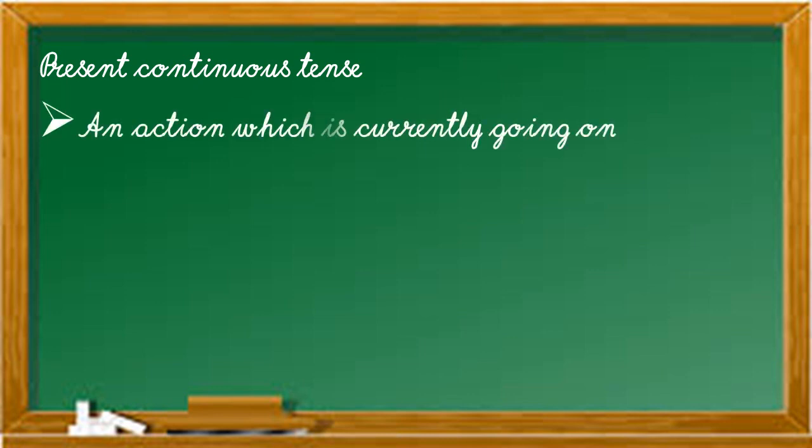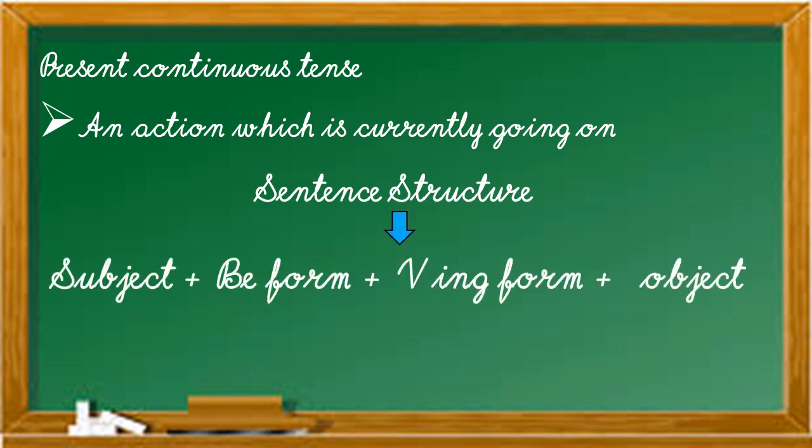Now let's learn about present continuous tense. Present continuous tense is also called as present progressive tense. It refers to an action which is currently going on. That means the event is still going on by the time we are referring to it. The sentence structure of present continuous tense is subject plus be form plus verb plus ing form plus object.